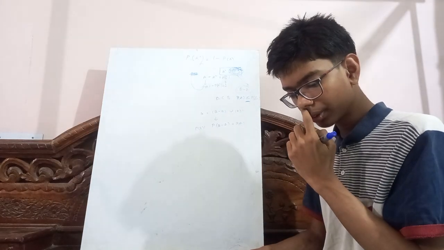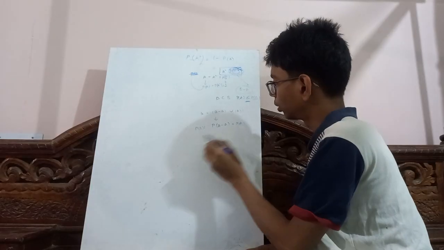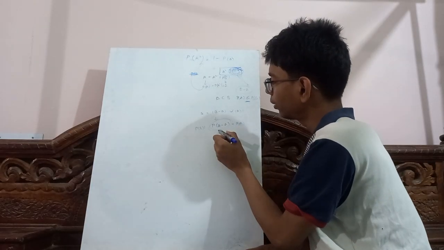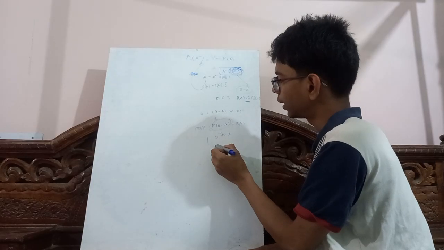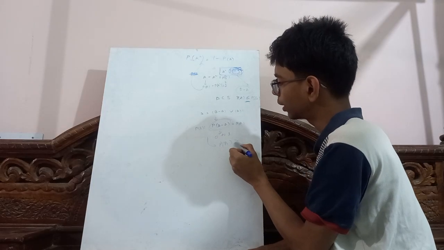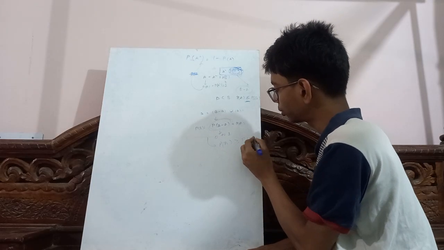So this probability lies from 0 to 1. That's why I can say probability of B is greater than or equal to probability of A.